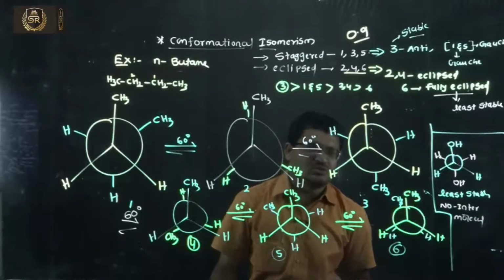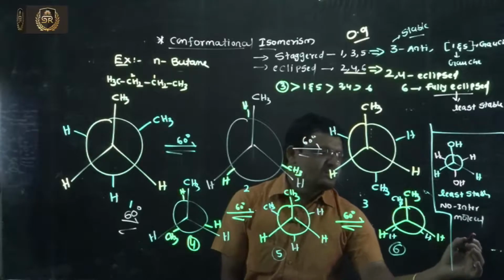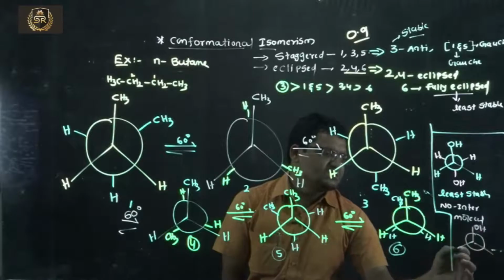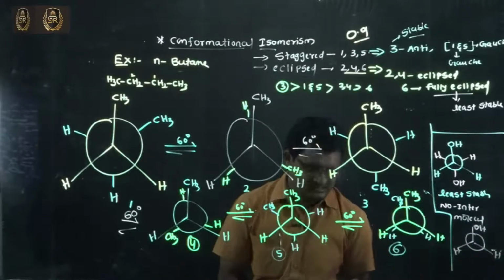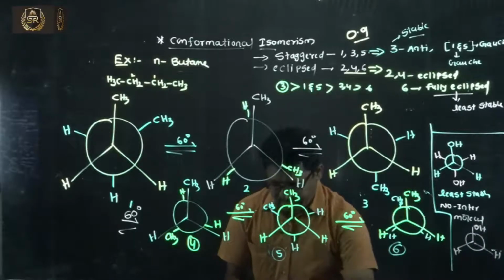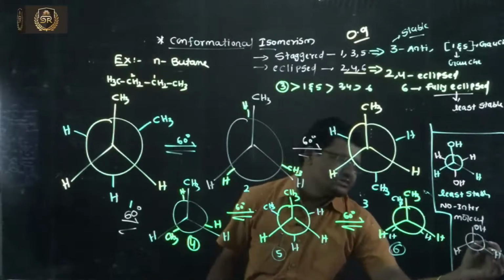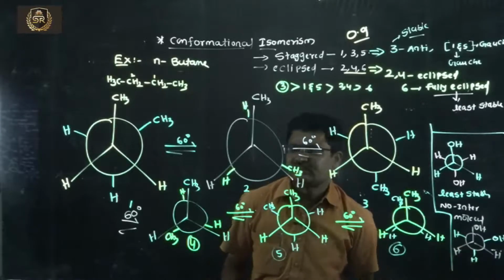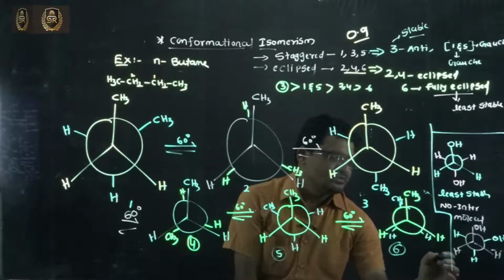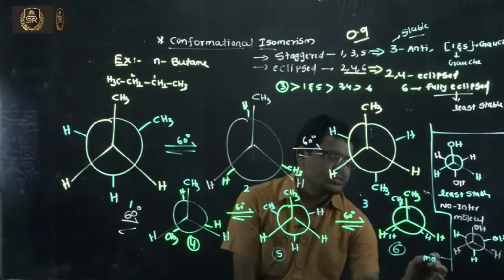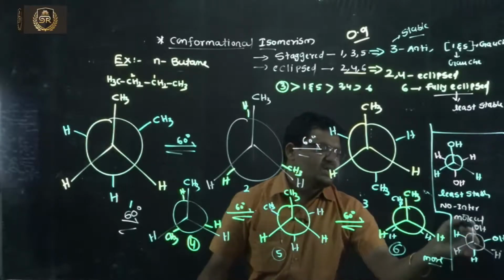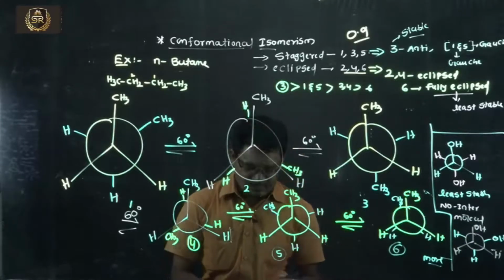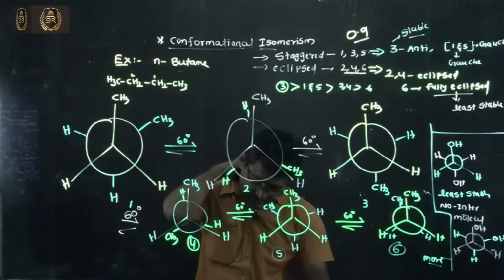So, what is the more stable structure? Like this, for example, I am writing OH, this is H, this is H, and coming to this side, this side OH, this side H, this side H. This structure belongs to more stable. More stable means there is intramolecular attraction between oxygen and hydrogen.